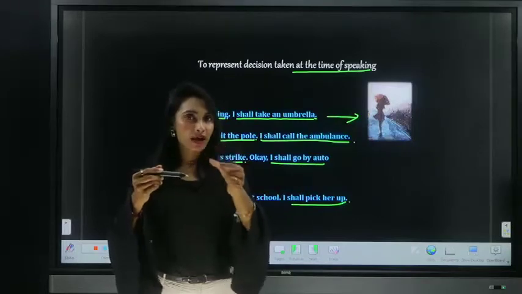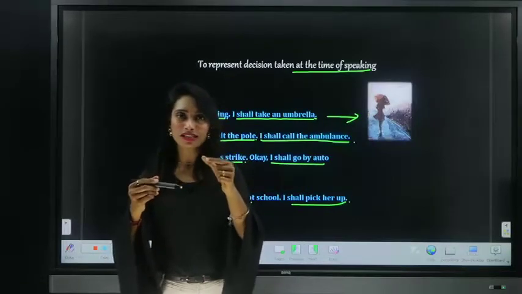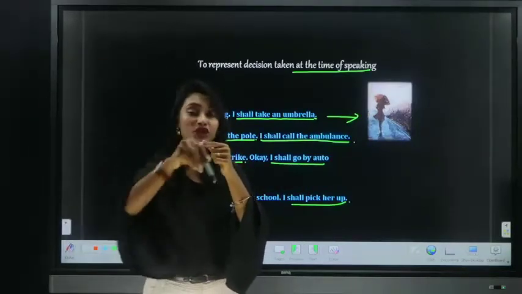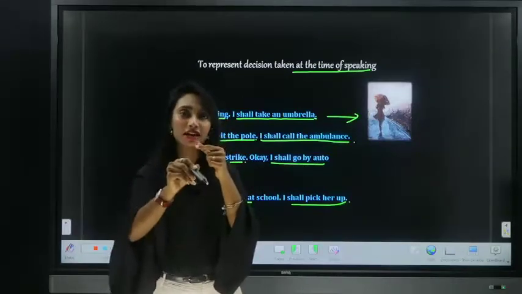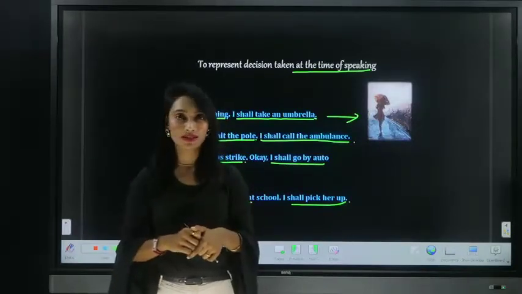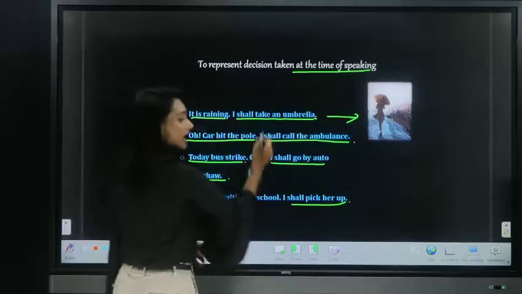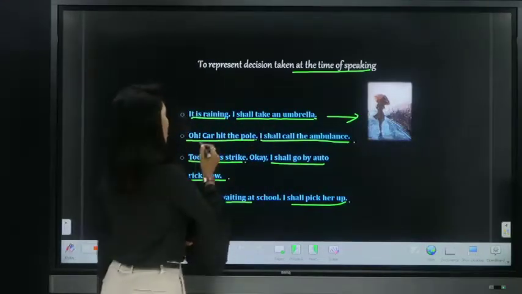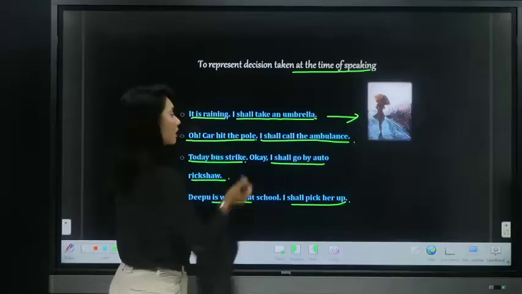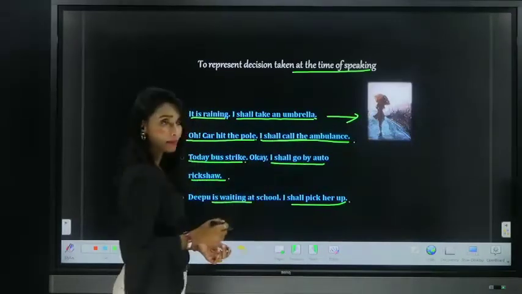That time of speaking should be represented in present continuous, but the decision which is being taken must be represented in simple future, like this. It is raining. I shall take an umbrella. Oh, car hit the pole. I shall call the ambulance.